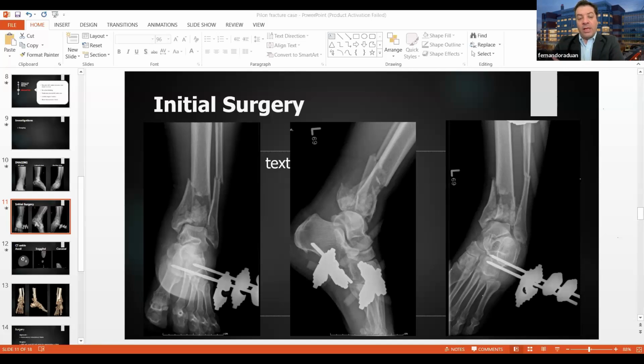So I think that the results here are great so far, but I do agree with K-Rod that the primary fusion is a good indication here, I believe.